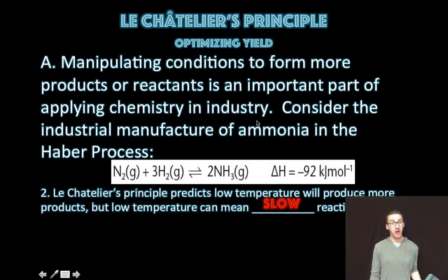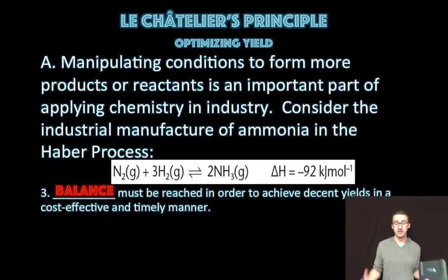Also note that LeChatelier's principle predicts that low temperatures will produce more products. We've got an exothermic reaction, but low temperatures can mean slow reactions. So you have to sort of balance these two ideas in order to get some decent yields. We have to think about being cost effective, but also trying to make sure we can get the reaction to happen in a timely manner.